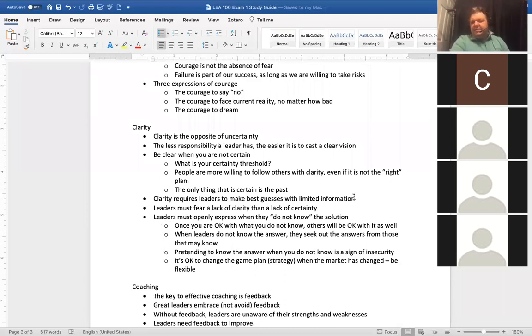Clarity: the less responsibility a leader has, the easier it is to carry a vision. It's the clear vision that we have, a clear vision so people can understand how to get there. And not only what it is and is it easy to remember, but here's the process of how to get there. And we're working our way to get to that vision.